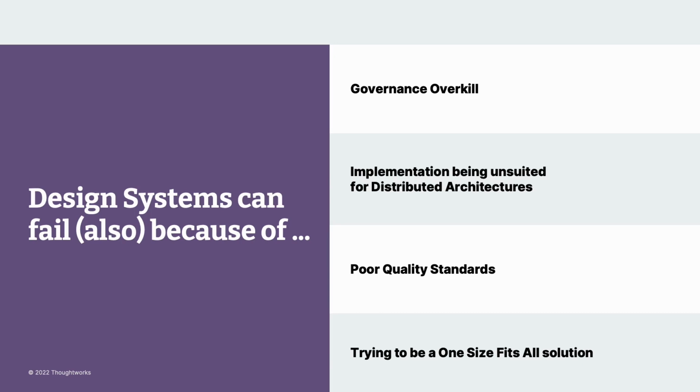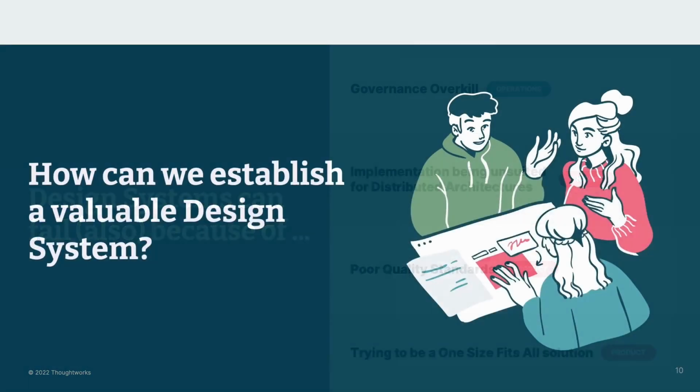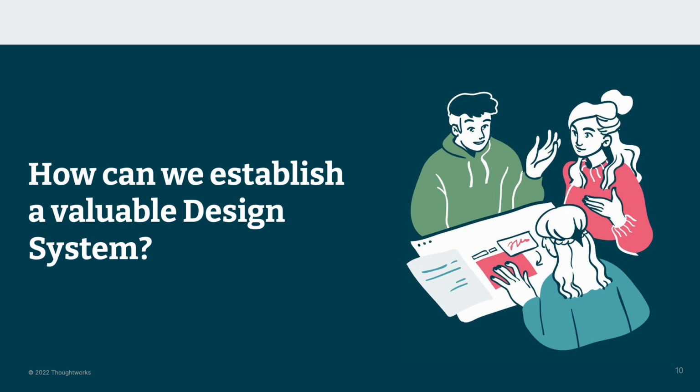And you already see from this small list that a design system can fail also because of how you operate them. So while we will not talk in detail in this talk about the operations part, the design ops part of design system, keep in mind that it's a crucial factor for success. So what can we do about some of those issues?